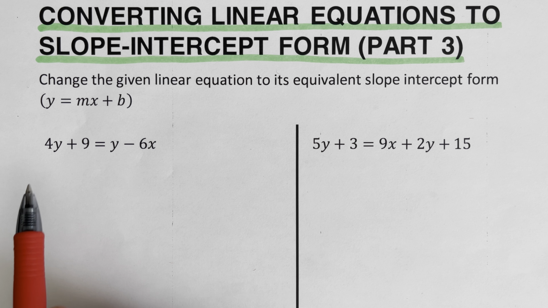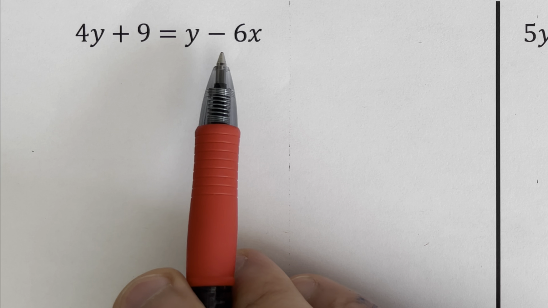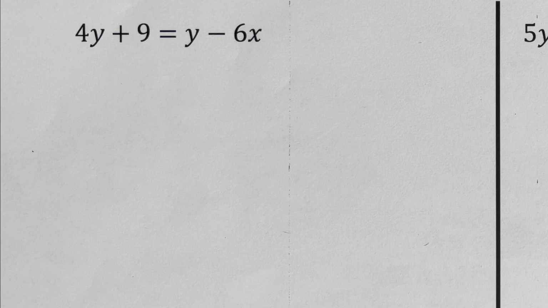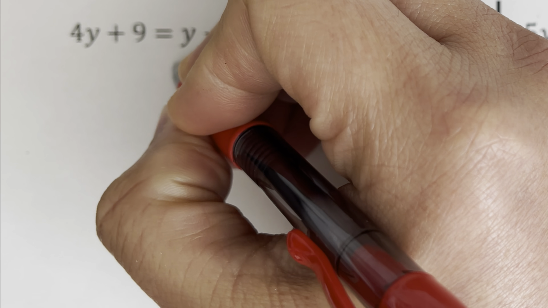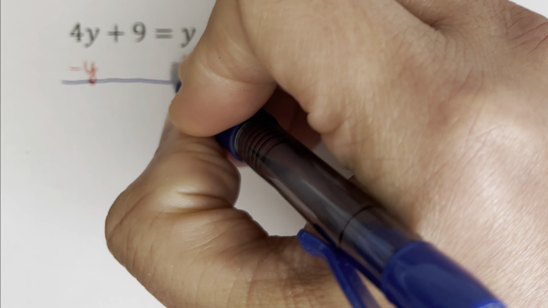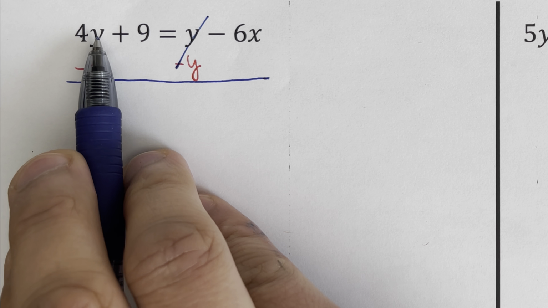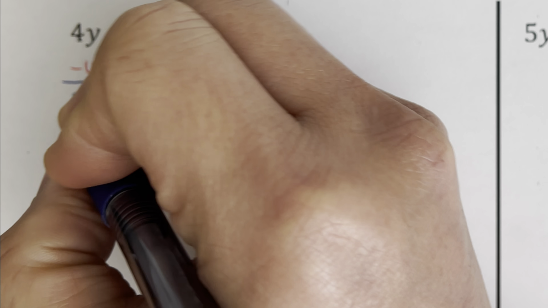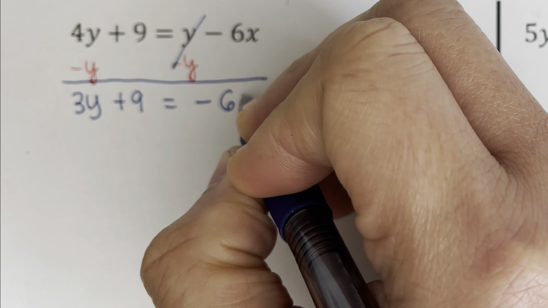Let's take this first example here. 4y plus 9 equals y minus 6x. So the first thing that we're going to do is to have y by itself on one side of the equation. Since we have a y on the right side here, we can go ahead and subtract y on both sides so that we can get rid of the y right here. So then we are left with 4y minus y is 3y. Then we have the plus 9, and that is equal to negative 6x.